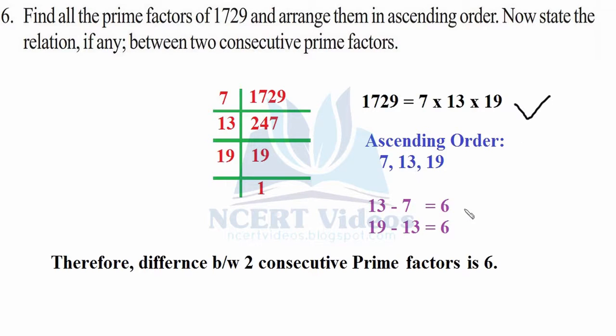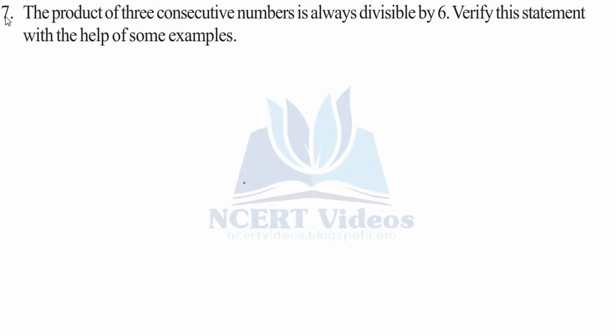Here we observe that if we subtract 13 minus 7 and 19 minus 13, we get 6 as the common difference. So this was your sixth question.